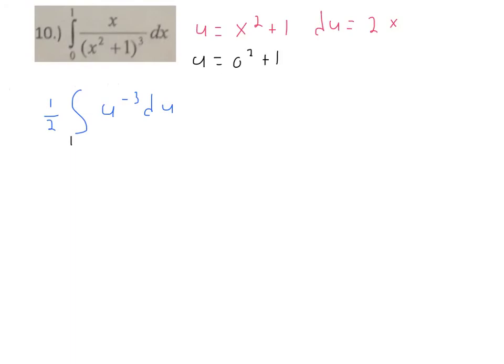Okay, as always, let's pick a u. U is equal to x squared plus 1, du is equal to 2x. Let's rewrite this as an integral in terms of u. So we have u to the negative 3 du, but du was 2x, so we have to multiply by a half. Changing our limits of integration, u is equal to 0 squared plus 1. Our lower limit of integration is going to be 1. And u is equal to 1 squared plus 1, which is 2.